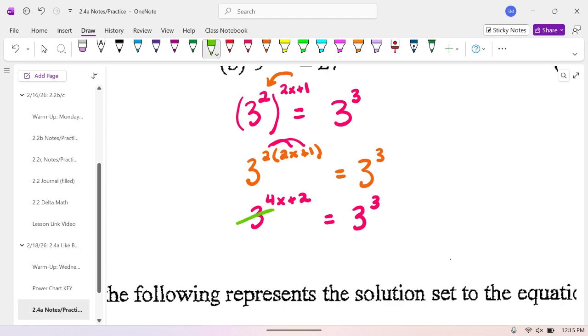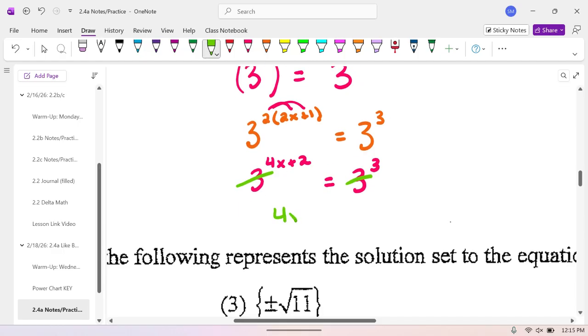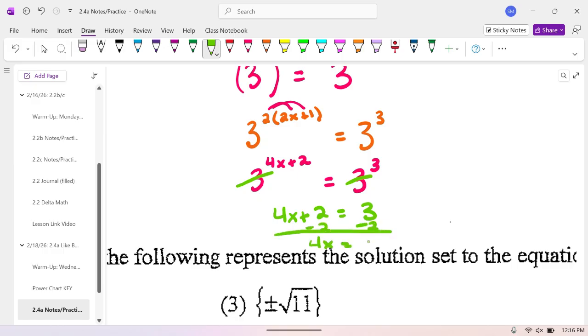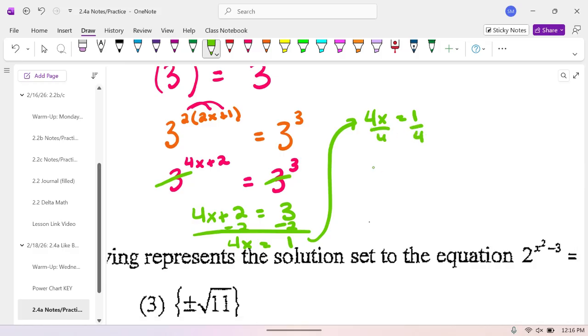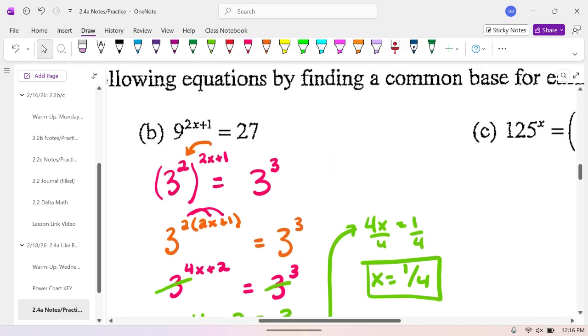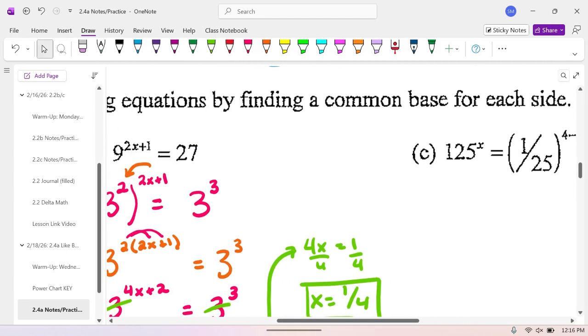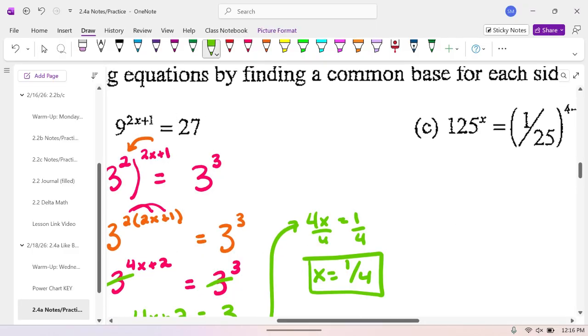I can cancel out the bases. And now when I bring them down, I have a nice little 2-step equation. What's my first step for solving that equation? Subtract the 2. So I got 4x is equal to 1. Then what do we do? Divide by 4. So x is equal to 1/4. Any questions on that one?